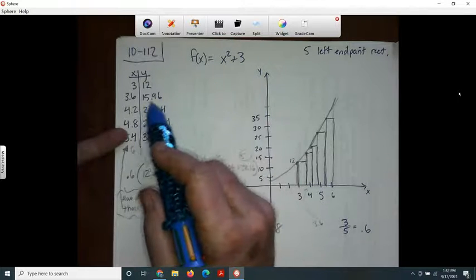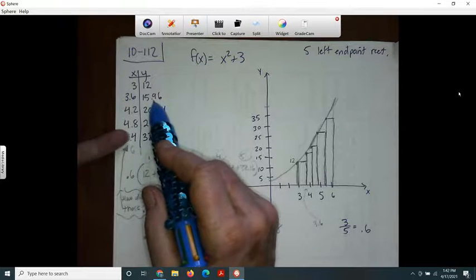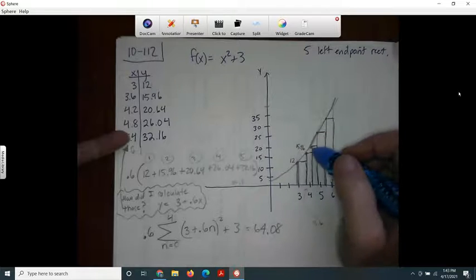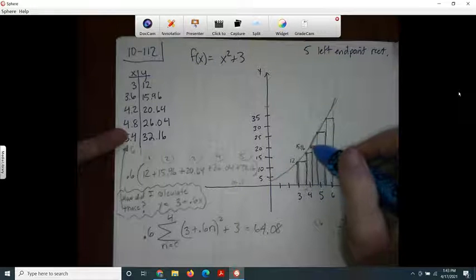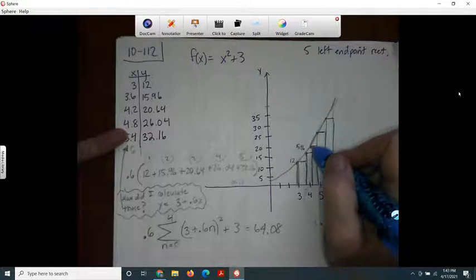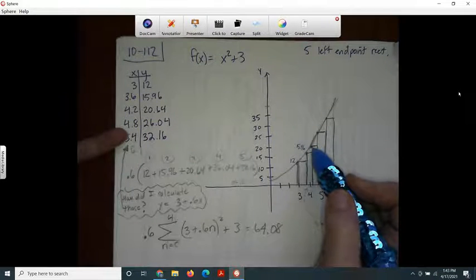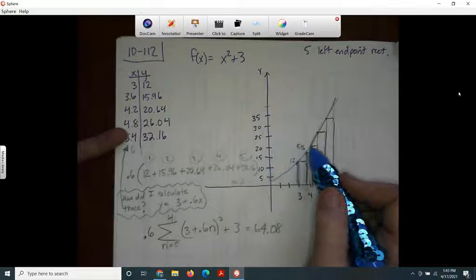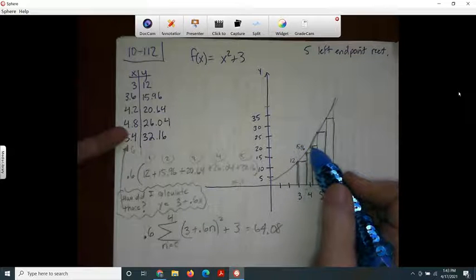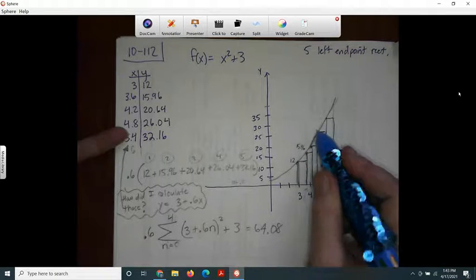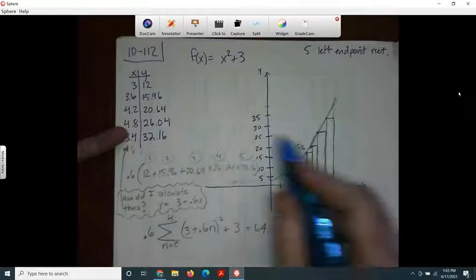You can see this point of my rectangle is touching my curve. If I want to know exactly how high the top of this rectangle is, I can just plug 4.2 into my function. And I'll see that that's 20. Maybe I didn't draw it so perfectly, but that's supposed to be 20.64. And then this one's my 4.8. I tried to draw it so that the height was 26. See? So basically, these numbers are the height of each rectangle.